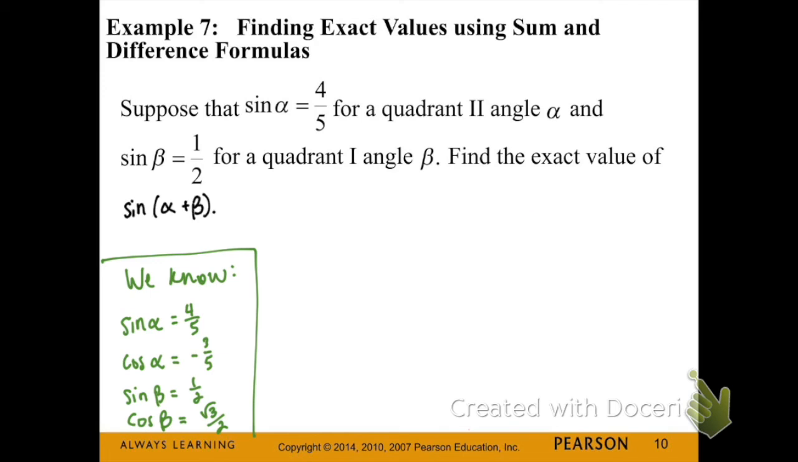The last part to example 7, we're going to find sine of alpha plus beta. So again, we know everything in green, and we're just going to plug those things into our sum formula for sine.